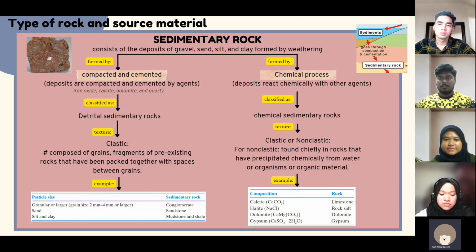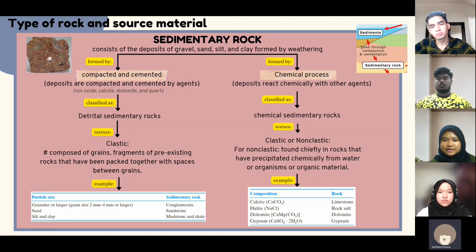Sedimentary rock consists of deposits of gravel, sand, silt, and clay formed by weathering. It can be formed by 2 methods. First, compacted and cemented, and the second one, chemical process. For the compacted and cemented, it will be done by agents like groundwater, and the other agents are iron oxide, calcite, dolomite, and quartz.